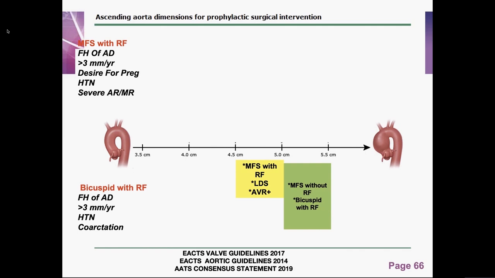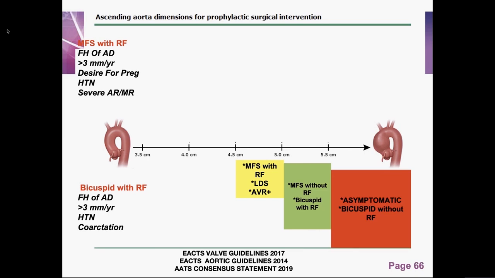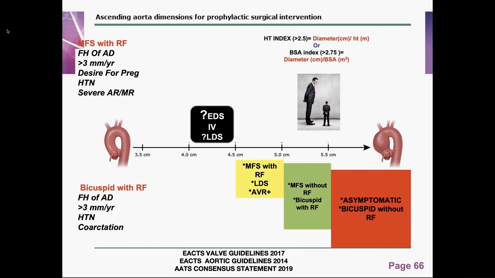In patients with Marfan syndrome without risk factors or patients with bicuspid aortic valve with risk factors, the threshold for intervention is 5 centimeters. In patients with asymptomatic disease, when the aortic dimension reaches 5.5 centimeter, surgical intervention is required. This includes patients who have bicuspid aortic valve without any risk factor. In patients with Loeys-Dietz syndrome or Ehlers-Danlos type 4, the indications for surgery can be lowered up to 4.2 centimeter. Indexed height and body surface area is also important, as it has been shown to be associated with increased risk of complications.